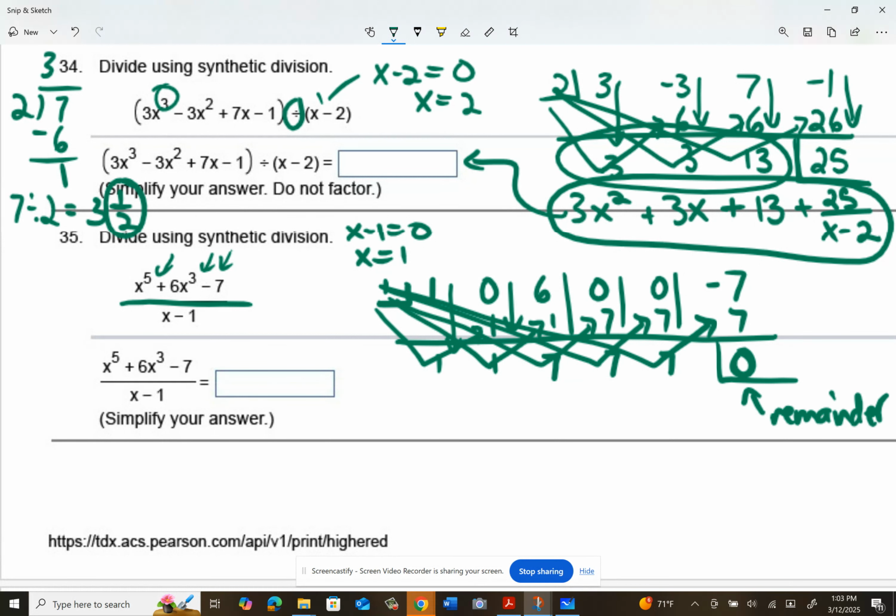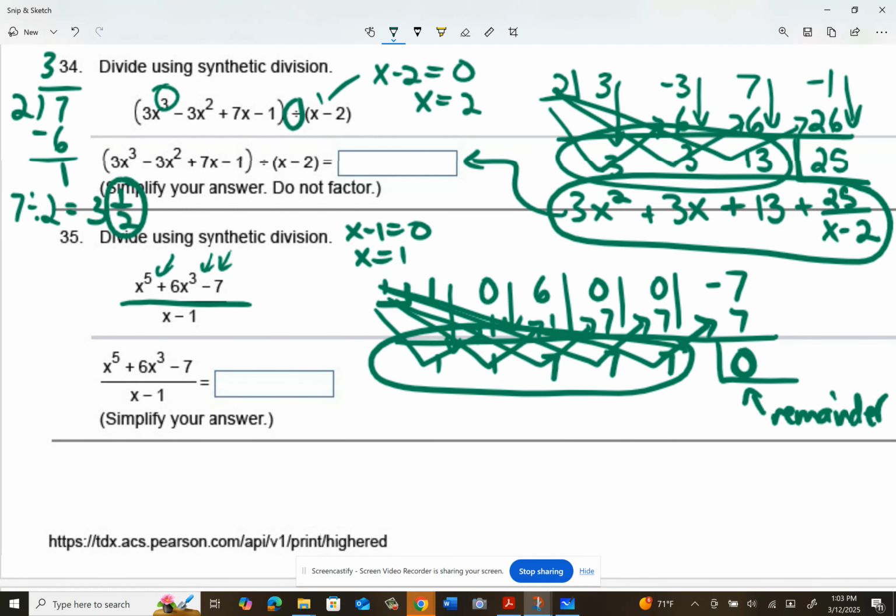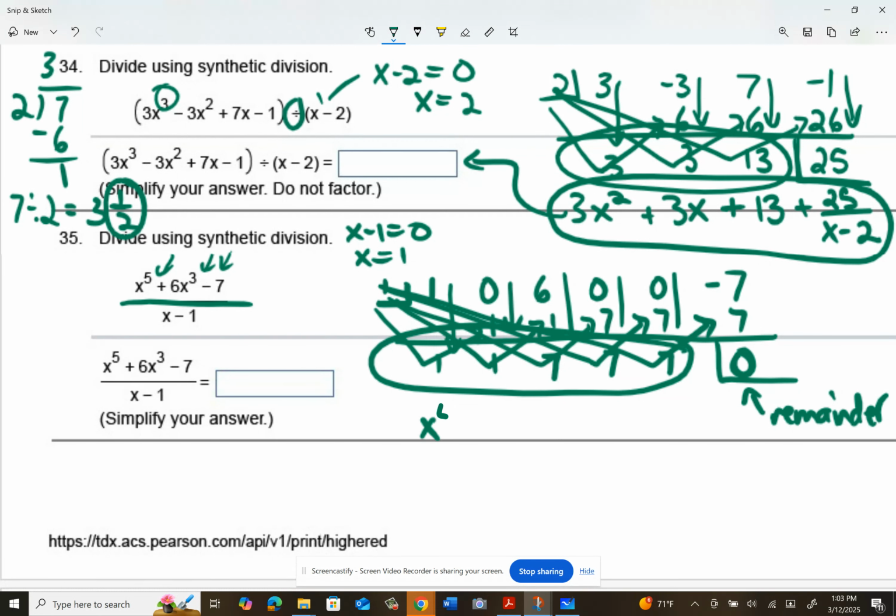And this part right here is your quotient. We are dividing by an x to the first power. We started with an x to the fifth. So this would be a 1x to the fourth plus a 1x to the third plus a 7x squared plus a 7x plus your constant.